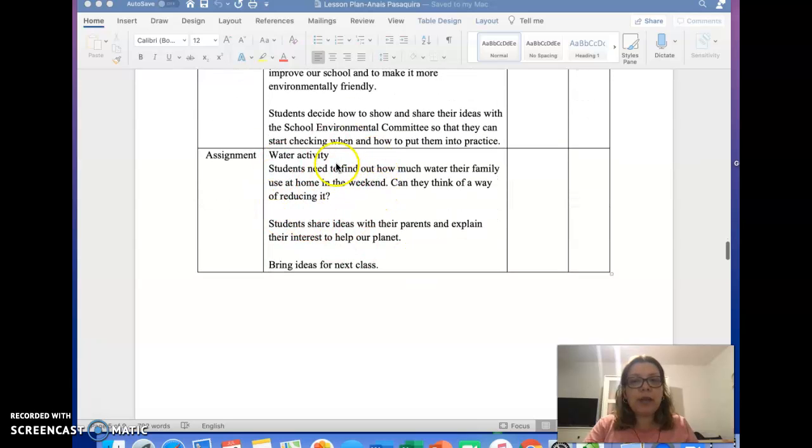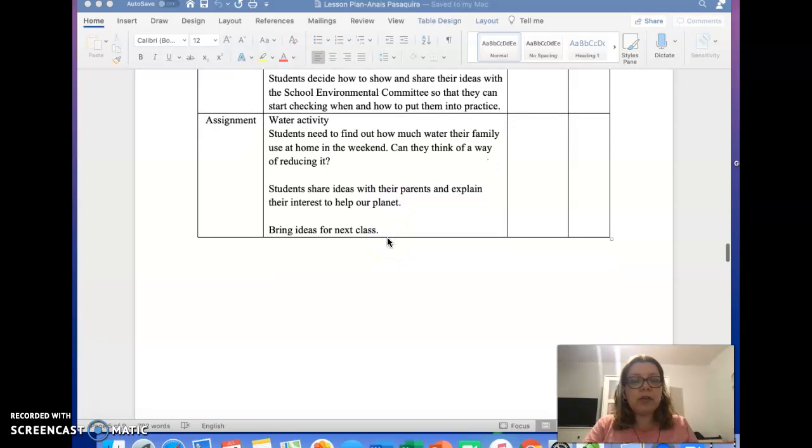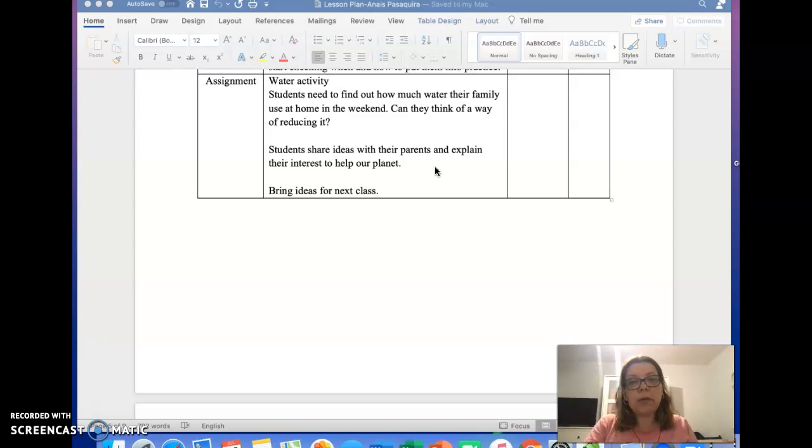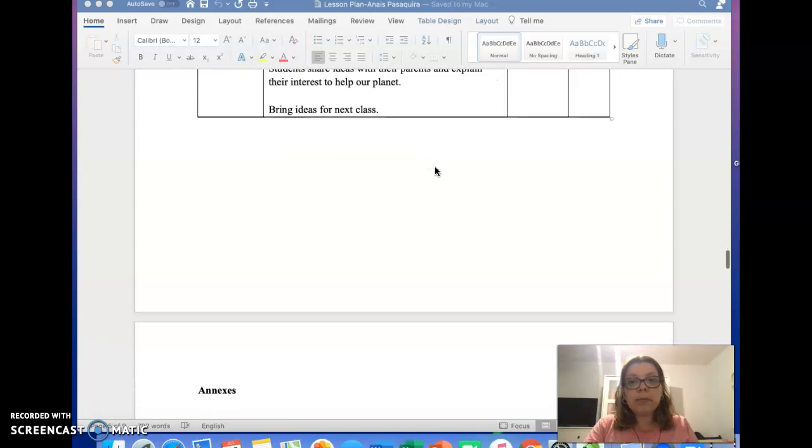For homework, they are going to do a water activity at home with their parents in order to think of ideas to reduce water, and then they will come up with ideas the next day.